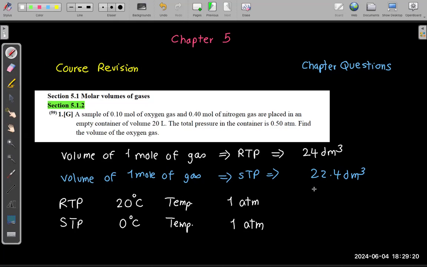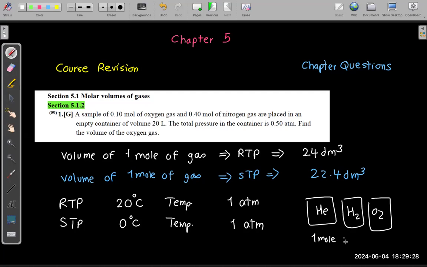If you have any gas, whether hydrogen, helium, nitrogen, whatever gas, you measure 1 mole of it, they will all have the same volume at RTP. What will be the volume at RTP? 24 decimeter cube. If you measure their volume at STP instead, it will be 22.4 decimeter cube. Okay, this is called the molar volume of the gas.